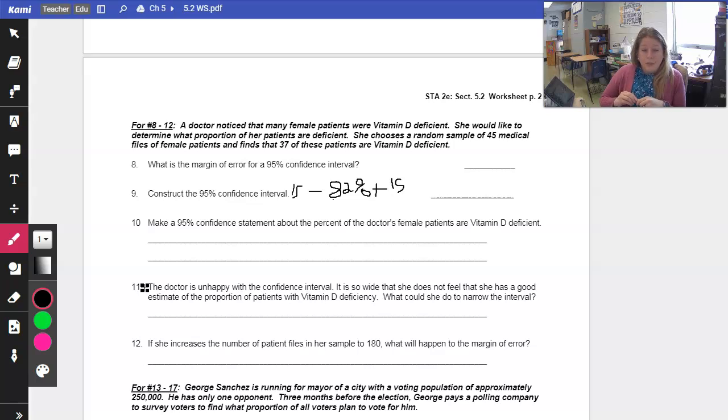If she increases the number of patient files to 180, what will happen to the margin of error? So we're going to do 1 over the square root of n again. 1 divided by the square root of 180 is 7.5%. So I get 0.074 on my calculator, 7.5%. So that takes our margin of error and cuts it in half. Because we had a 15% margin of error, now we have a 7.5% margin of error.